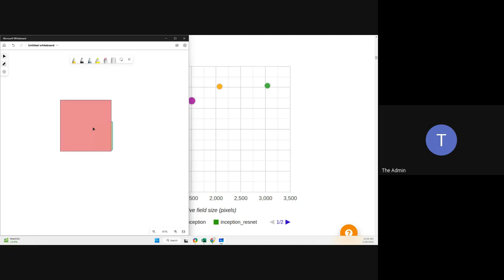How do I make it transparent? You can't make it transparent. You can remove the color.